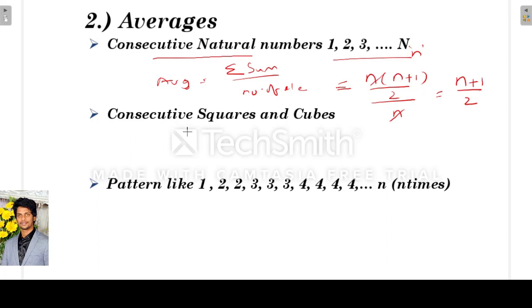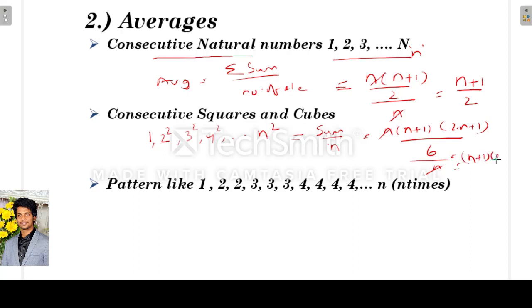Similarly, let's say there is 1, 2 square, 3 square, 4 square, like this till n square. What is the average in this case? Again sum by number of elements, which is n. The formula for the sum of squares of first n natural numbers is n into n plus 1 into 2n plus 1 by 6, divided by n. So n and n go. The average is n plus 1 into 2n plus 1 by 6.